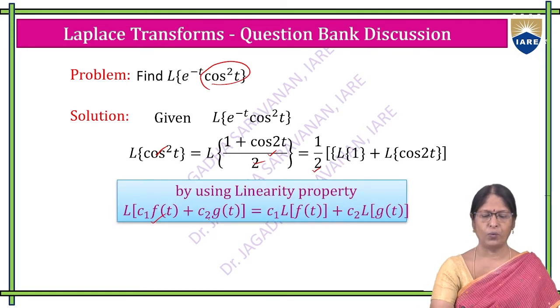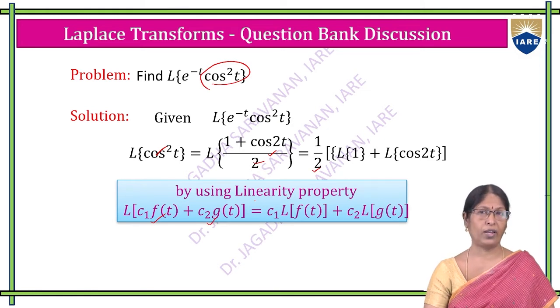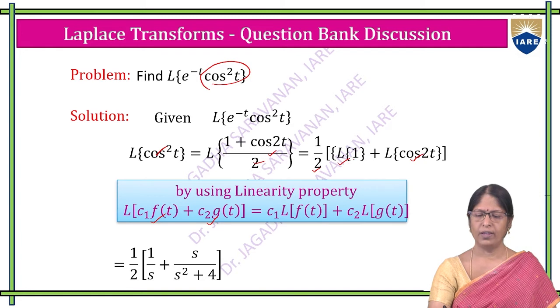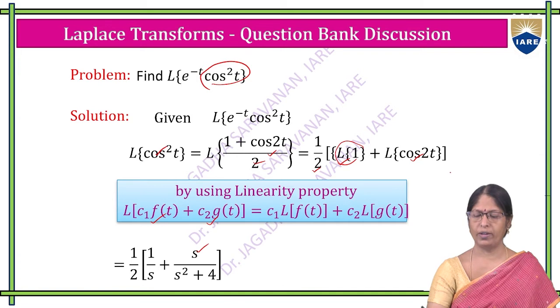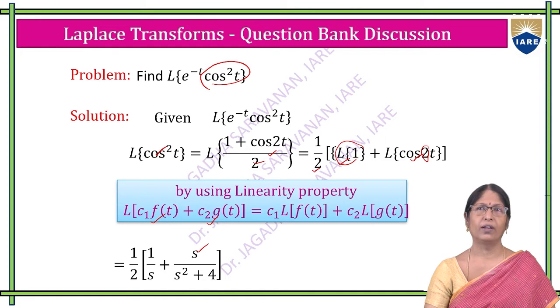So here we are recalling our linearity property. According to that, we can write the Laplace of the first term and the Laplace of the second term. Now very easy. L of 1, an elementary function, straight we can write 1 by s. For cos at, immediately the numerator should be s, by s square plus a square, and our a here is 2. This we have to simplify.